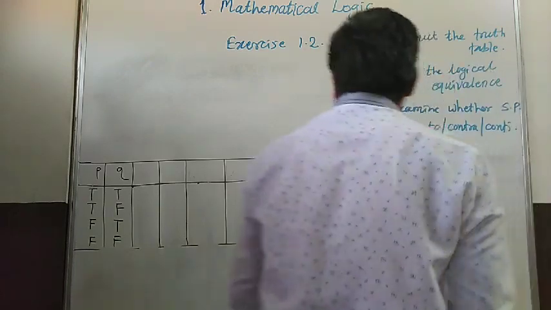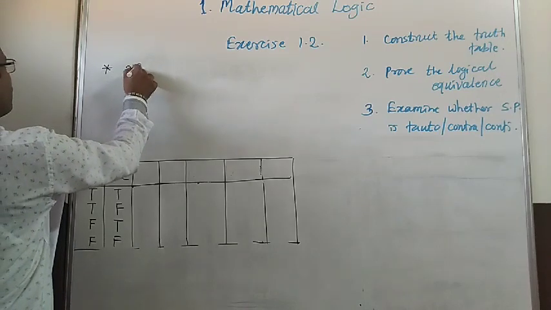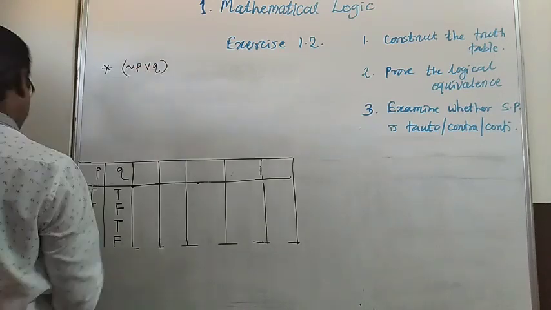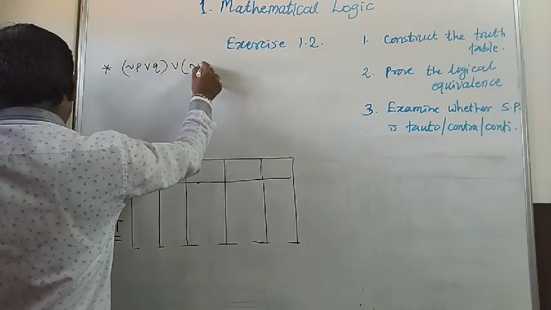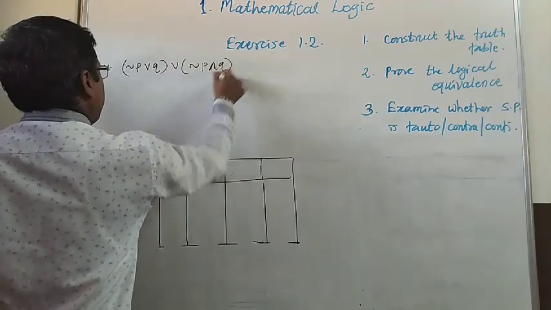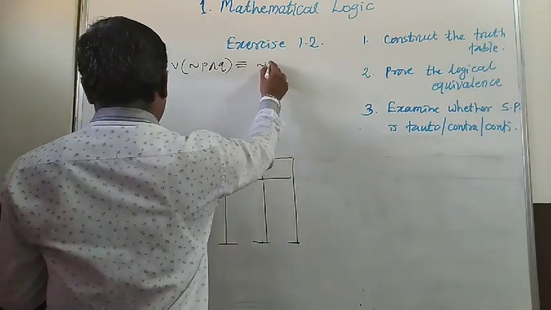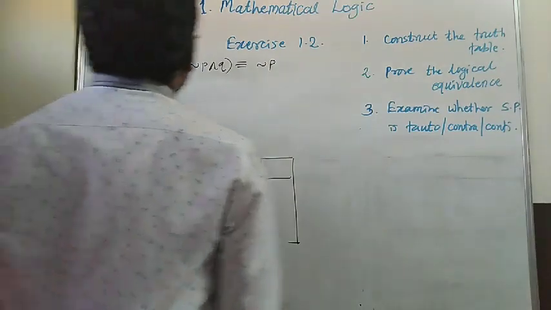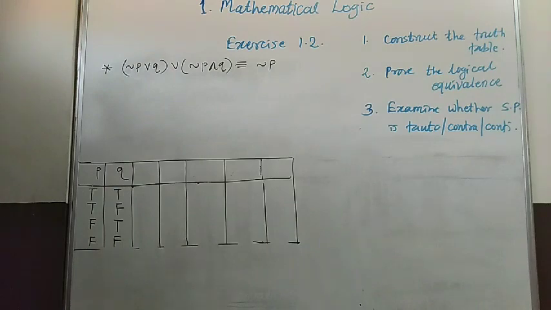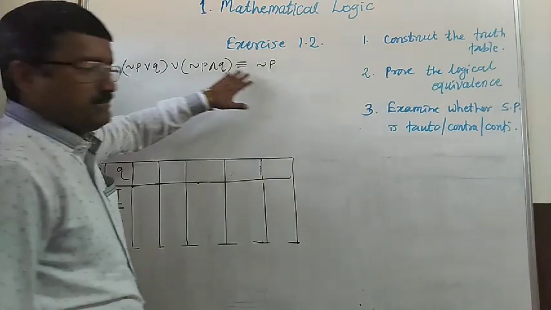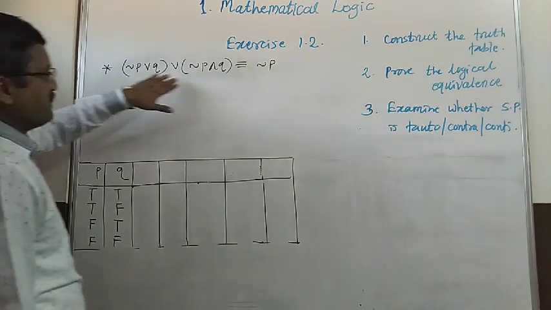Negation of (P or Q) is equivalent to negation of P and negation of Q. We have to prove this using a truth table. We can also prove this without using a truth table, using properties, but now we will prove it by using a truth table.